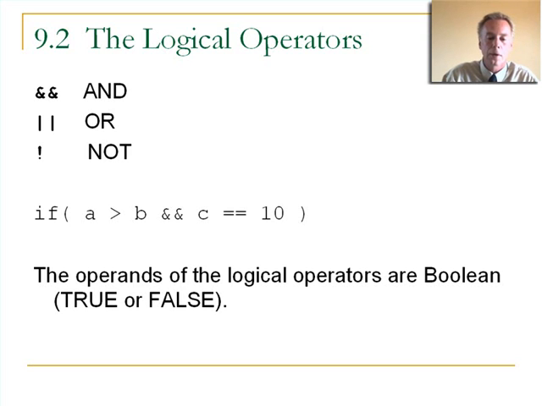Logical operators work with true and false values. So the operands of and are, in this example, A is greater than B. That evaluates to true or false. C is equal to 10. That evaluates to true or false. And then we and together those logical values, or those Boolean values. A Boolean value is a value that is true or false. That's all there is in formal logic, is true and false.